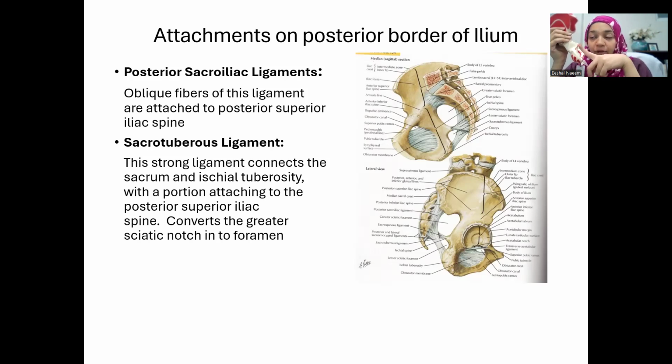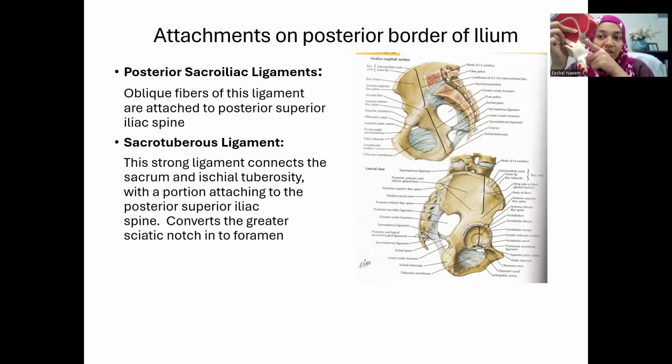ischial spine. Okay, so if I put a ligament like this, what will it do? It will convert this greater sciatic notch to a foramen. So the greater sciatic notch is converted into a foramen by the sacrospinous ligament. And that same ligament forms the superior boundary of the foramen of the lesser sciatic notch. So this is the ischial spine.